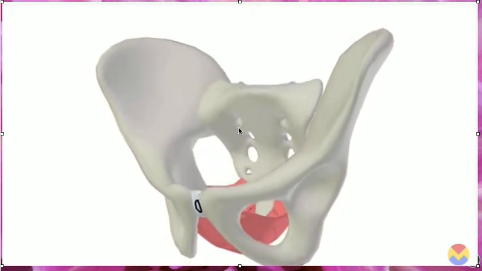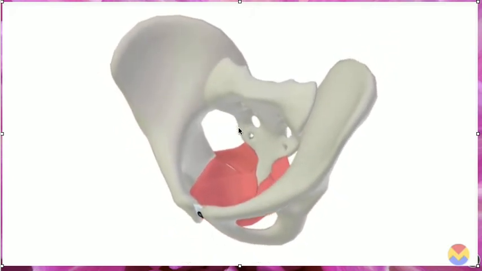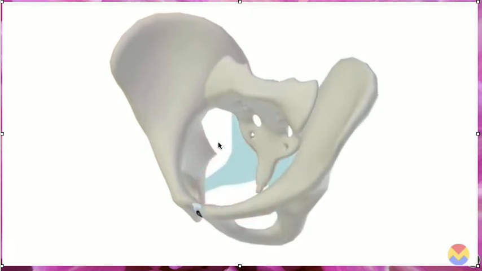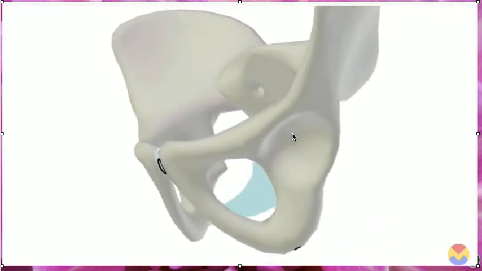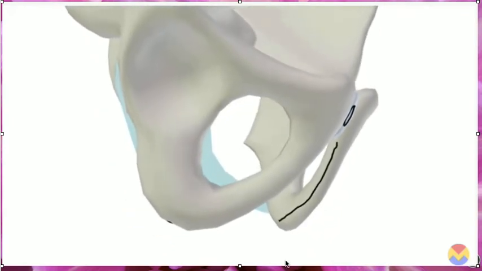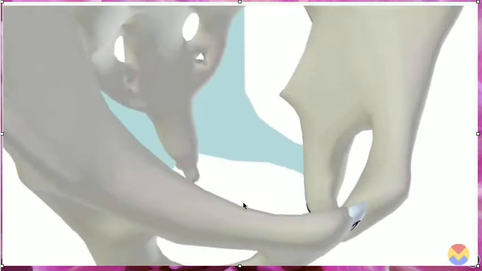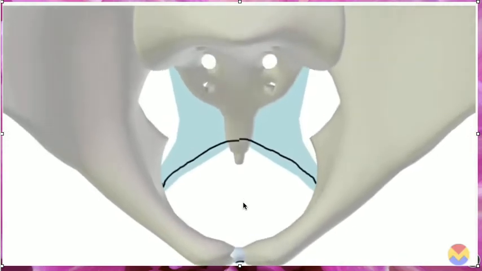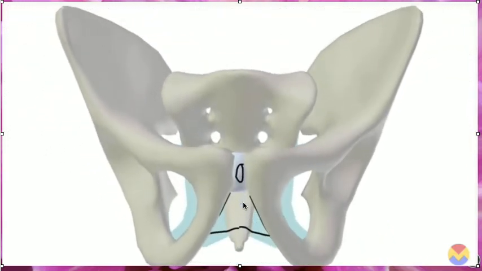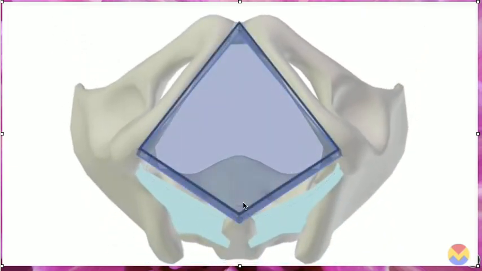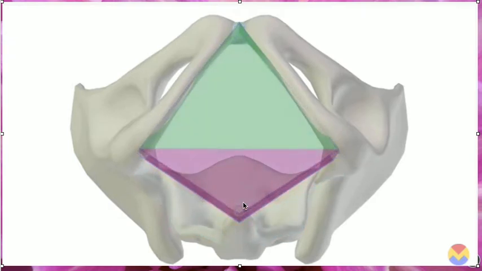This is the pelvic diaphragm consisting of the levator ani and the coccygeus. This is the levator ani. This is the sacrotuberous ligament arising from the sacrum to the ischial tuberosities. This is the conjoint ischiopubic rami over here, forming the boundary of the perineum. Here, this is again the diamond shaped structure, the perineum. So we have the urogenital triangle and the anal triangle.